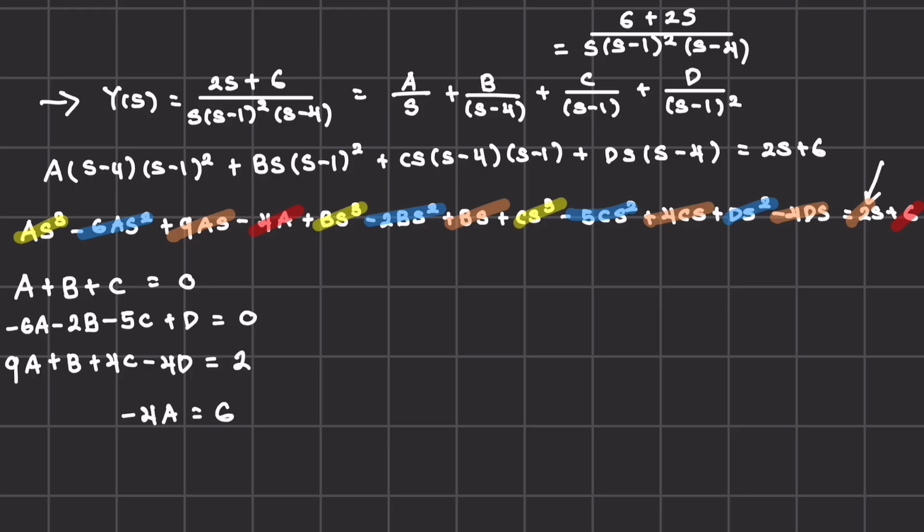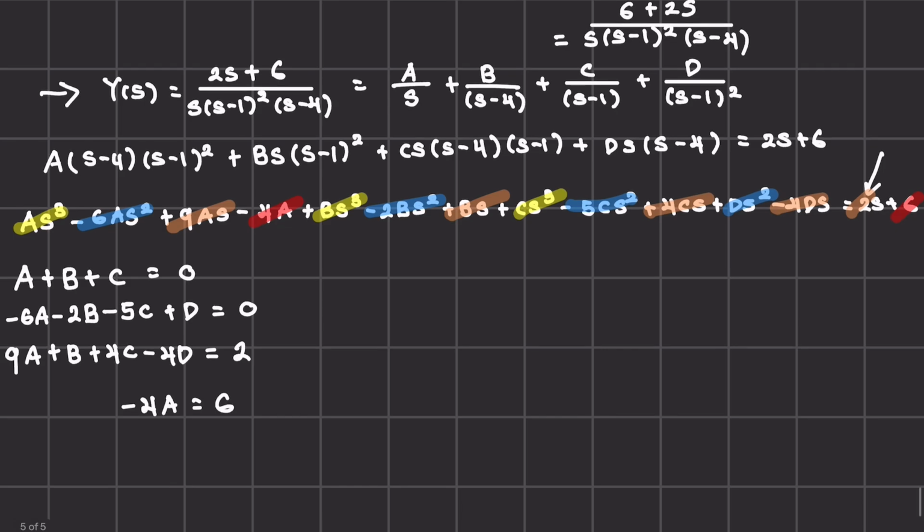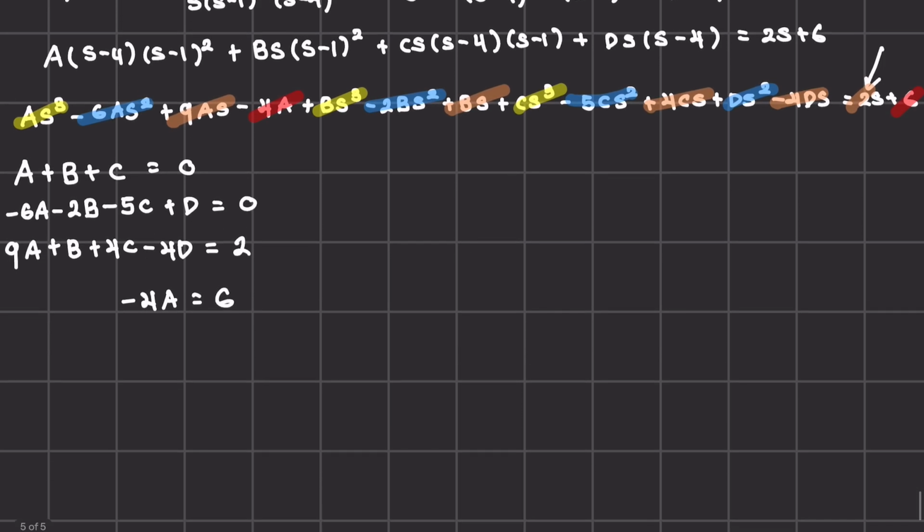Now, what we want to do, like what we always do when we solve for partial fraction decompositions, is find all of our A, B, C, D terms. In this case, our A is very obvious in our last equation. So we have -4 times A equals 6, dividing both sides by -4. So we have -6/4, which also simplifies to -3/2.